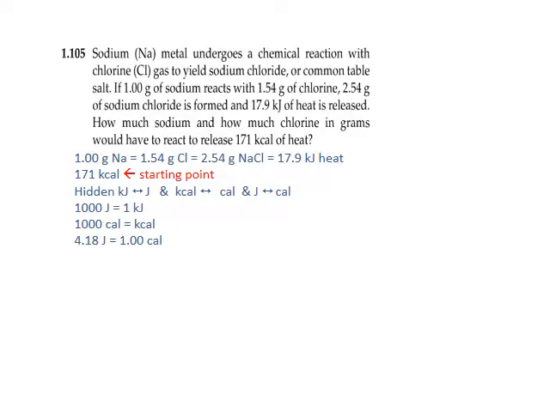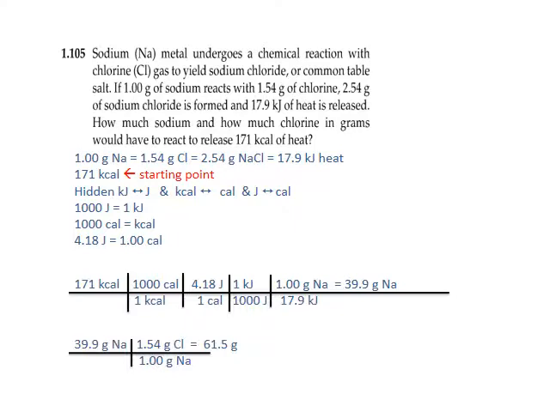Slides here. I think I got the next one right. So I've got my starting point of 171 kilocals, and if I start out with 171 kilocals, 1 kcal is 1,000 cals. 1 calorie is the same as 4.18 joules. 1,000 joules is a kilojoule. 17.9 kilojoules correspond to 1 gram of sodium.